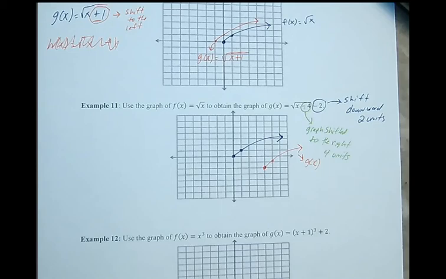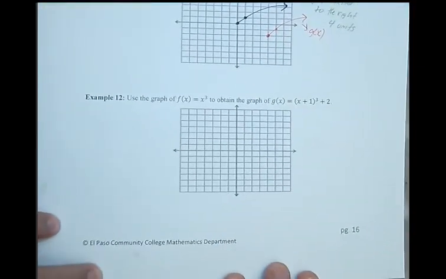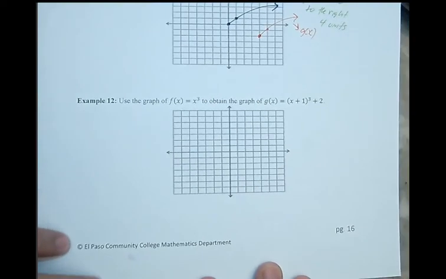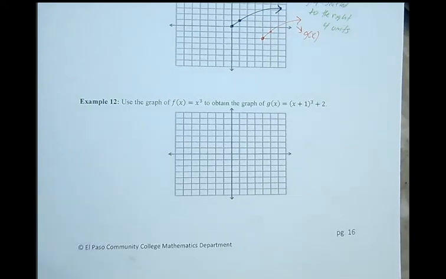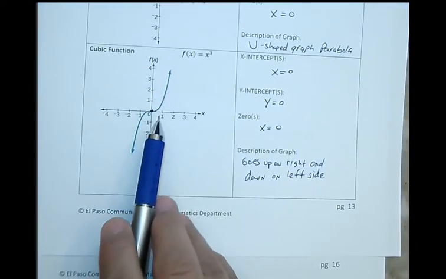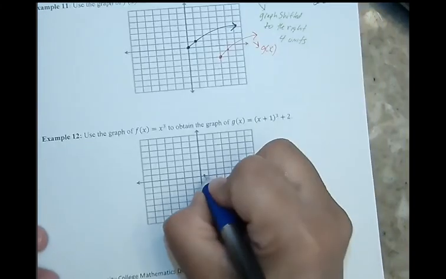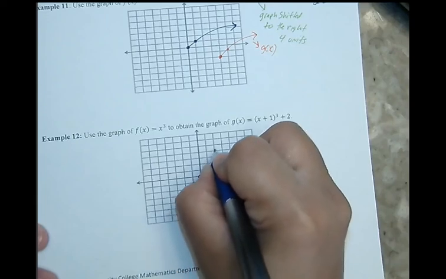Okay, so let's look at the next example. Use the graph of f of x equals x cubed to obtain the graph of g of x equals (x plus 1) cubed plus 2. So first we need to identify the parent function. And so the parent function looks like this. Okay, so we'll plot that one first. So it looks something like this.